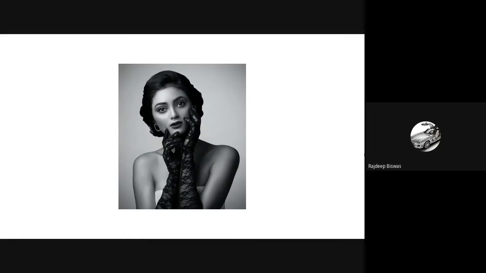So friends, again I'm saying, if you look at this image, one more point is, if you are using hands, you can use such type of cloth to cover the hand so that it doesn't have excessive highlights.